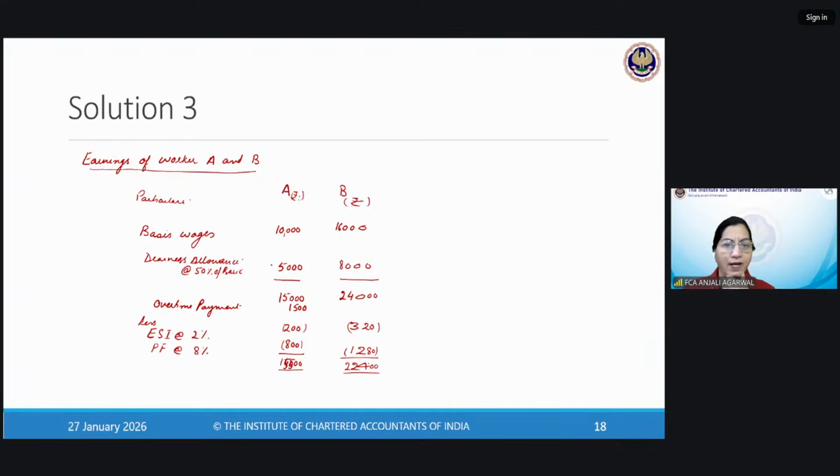So if you want to add, let's say 10,000, 5,000, 1,500 overtime, plus cost to the employer of ESI, cost to the employer of PF. This is the total cost to the employer: 16,500 and 17,500. Now, out of this 17,500, this 1,000 he will not receive.